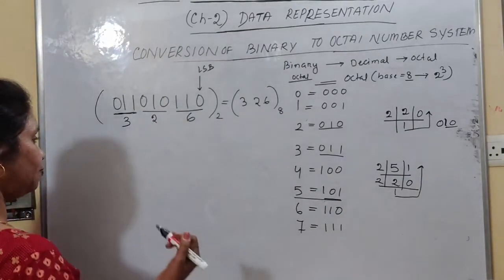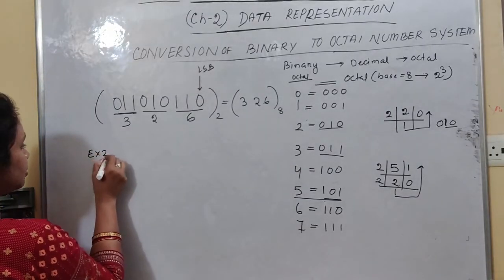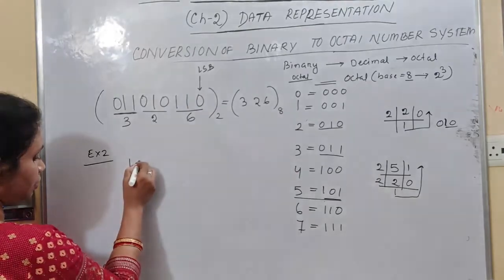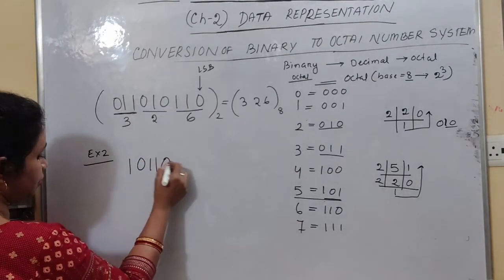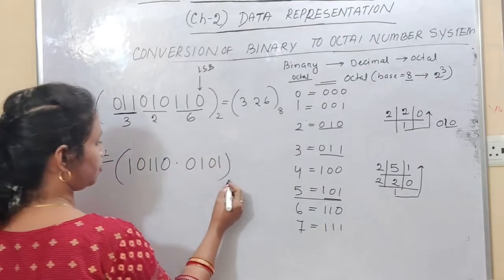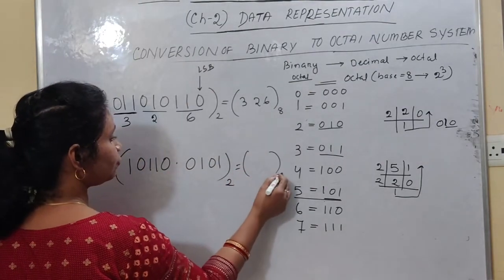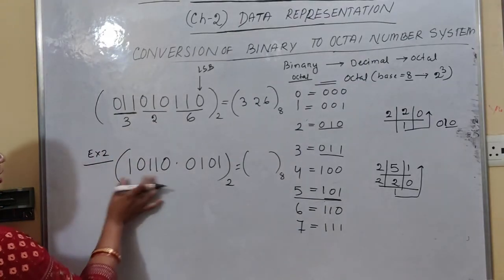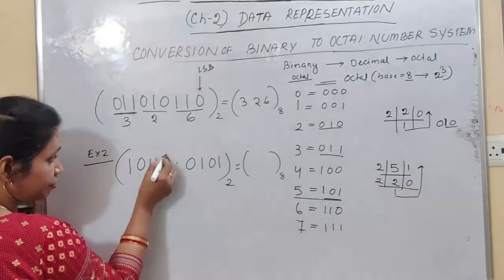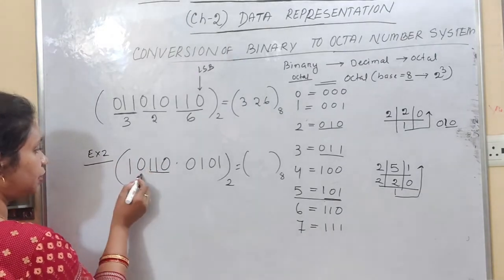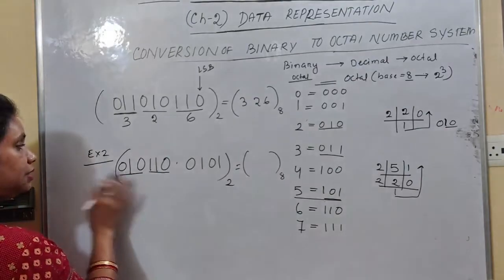But again, for the second example, if your binary number is in fractional form, let us do the same: 10110.0101. This one is already in fractional form, is it not? Now I have to convert it into its equivalent octal. This part is the whole number, so from the LSB you have to make groups of 3. So this is 110, one group. Another 0 I have to add, so this is another group.